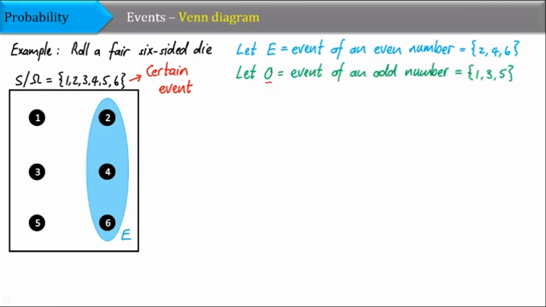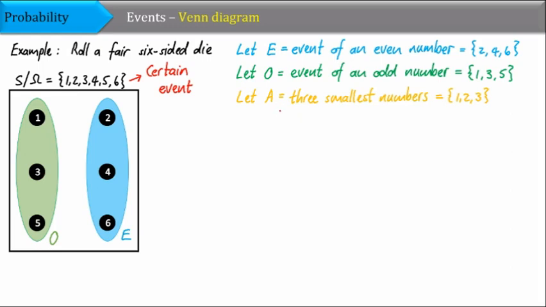If I define O, like capital O, to be the event of an odd number, then numerically it's going to be the list of numbers 1, 3, and 5. So if I roll the die and I get maybe the number 3, then I can say that event O has occurred because one of the elements inside event O has occurred.